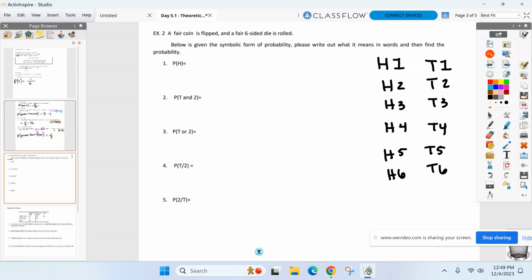Probability of, what do you think H means? Heads. So probability of heads. Does it matter what I get on the die? Nope, didn't say. I just want a head. That's it. Probability of heads. Okay, how many do you have? 6, right? 1, 2, 3, 4, 5, 6 out of... What was our total choices again? 12. Okay, and if you want to leave that 1/2, that's fine with me.